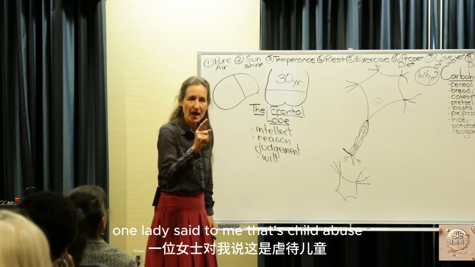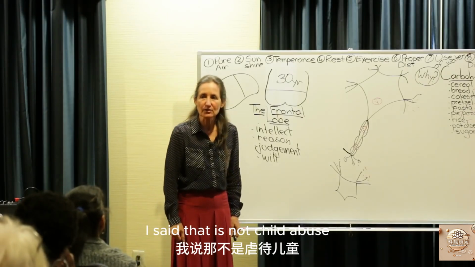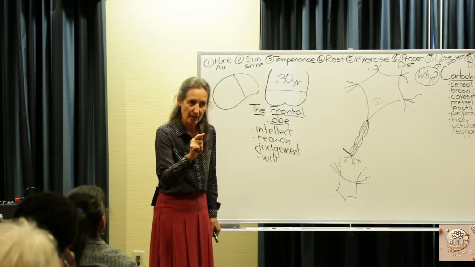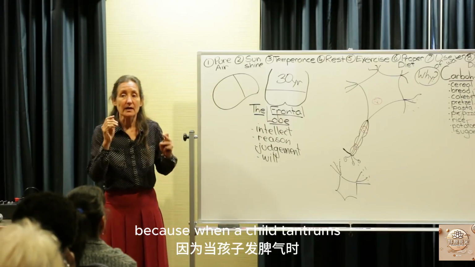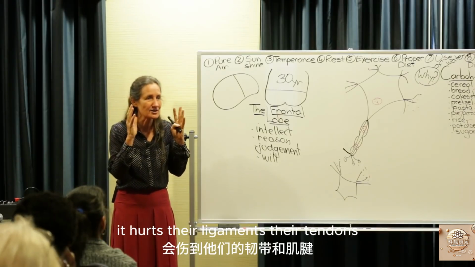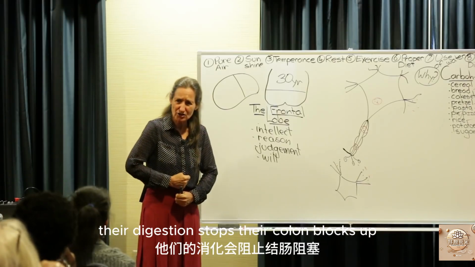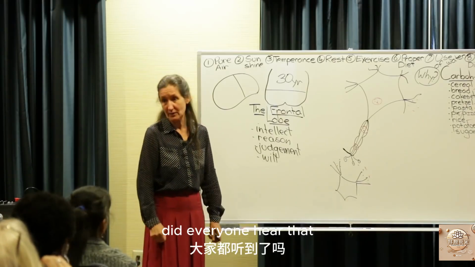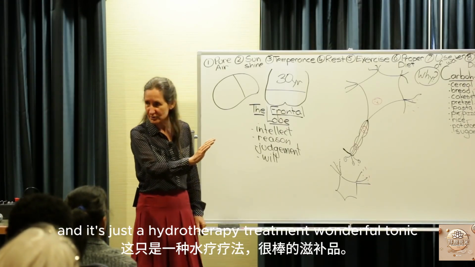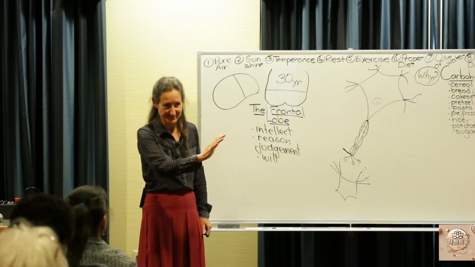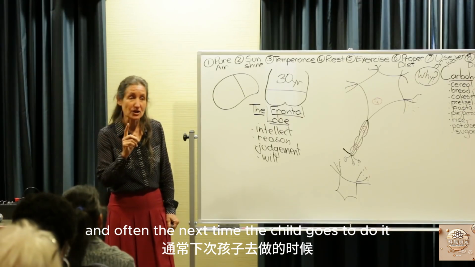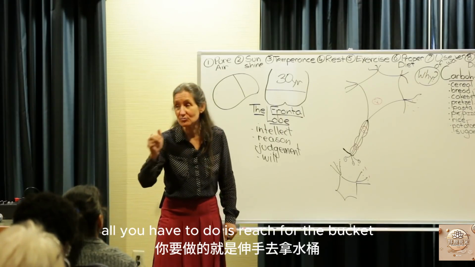One lady said to me, that's child abuse. I said, that is not child abuse. I tell you what is child abuse, allowing the child to tantrum. Because when a child tantrums, it hurts their nerves, it hurts their muscles, it hurts their ligaments, their tendons, their digestion stops, their colon blocks up. Did everyone hear that? And it's just a hydrotherapy treatment. Wonderful tonic. And often the next time the child goes to do it, all you have to do is reach for the bucket.